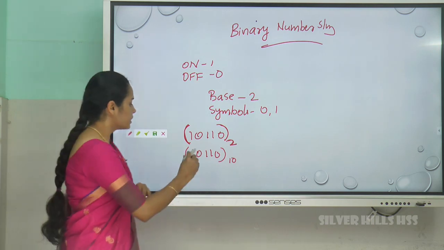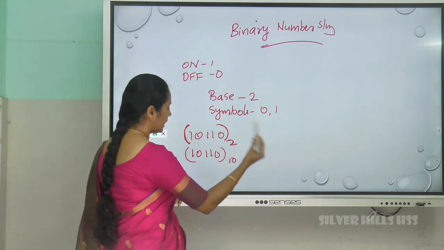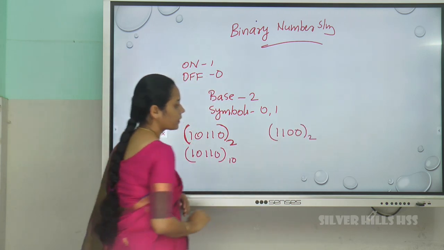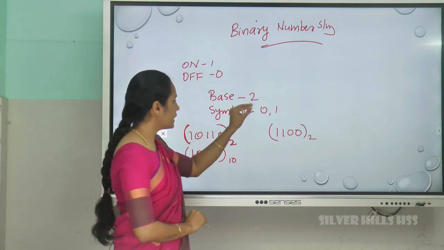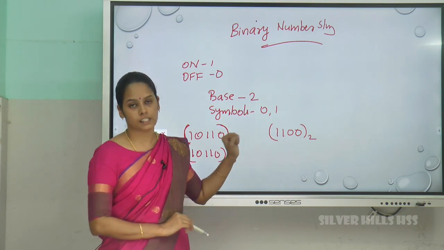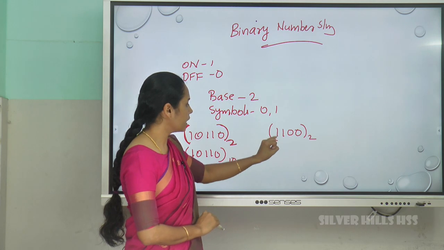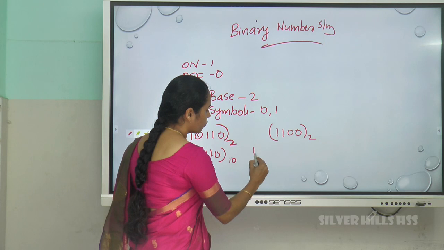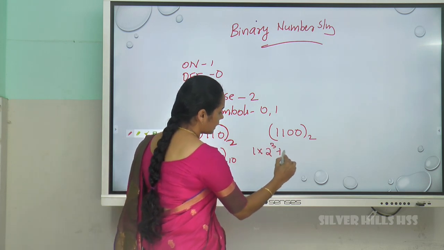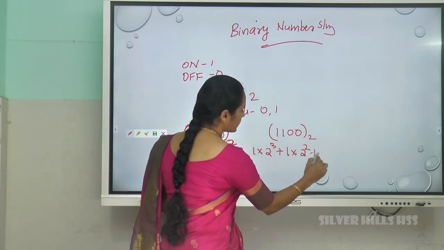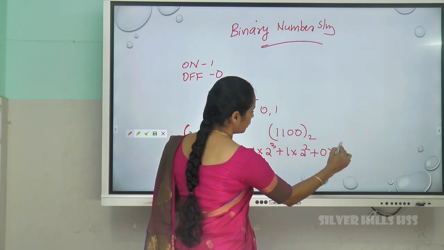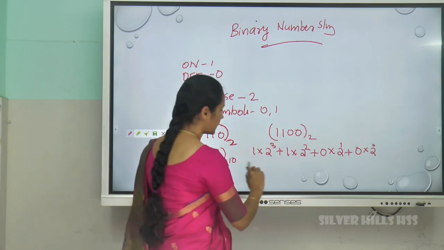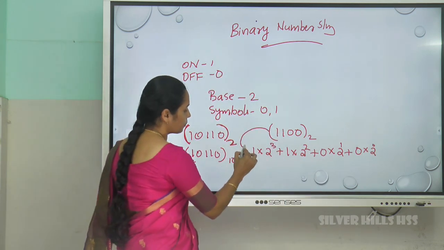Okay. Now let's take another example. I am writing 1100. It's a binary number, and I told you in this also we can use the positional system. Here 1100 is the number and the base is 2. So how can you represent this one? 1 into 2 raised to 3 plus 1 into 2 raised to 2 plus 0 into 2 raised to 1 plus 0 into 2 raised to 0. We can represent this number like this.